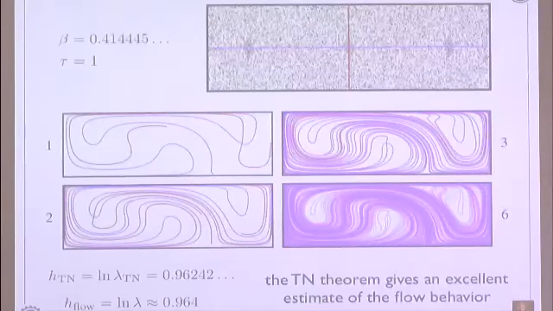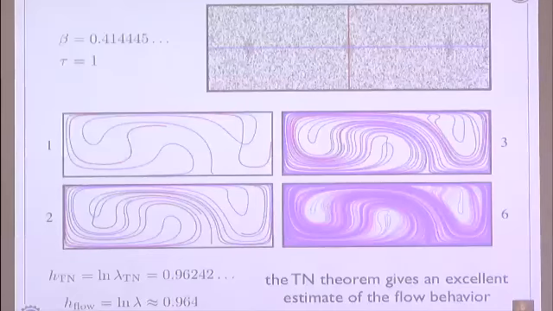One of the results of that is if you look at the actual stretching of a line in this flow, the Thurston-Nielsen prediction here is 0.962, etc. The actual stretching in the flow gives a metric topological entropy for the flow of 0.964. So this is a very sharp lower bound in this case. How do you determine that?